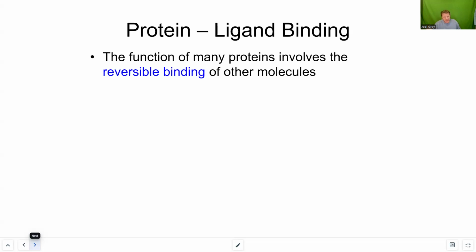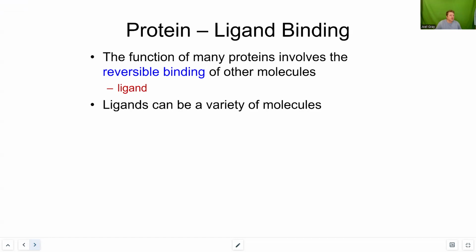And with respect to that, allostery, which we talked about before the last exam, but we're going to get deeper into it this time. Now, the functions of many proteins involve reversible binding of other molecules. That other molecule is a ligand. A ligand itself can be a number of different things.